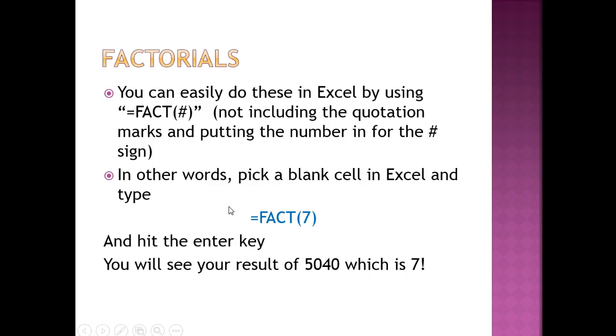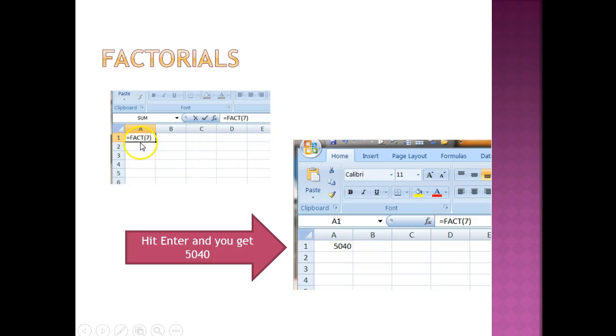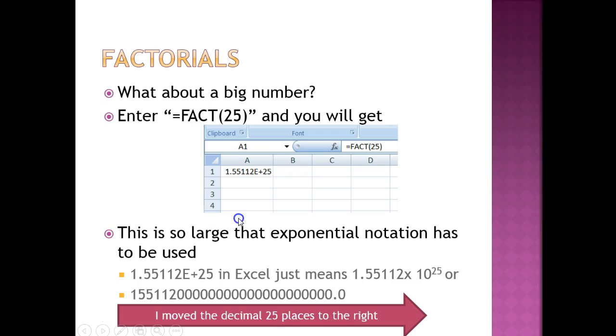So as I noted, it is incredibly easy. I would just type equals FACT. Put a 7 in there. Hit the enter key. Bam. 5,040. What about a big number? Let's say I typed in equals FACT, parentheses 25.